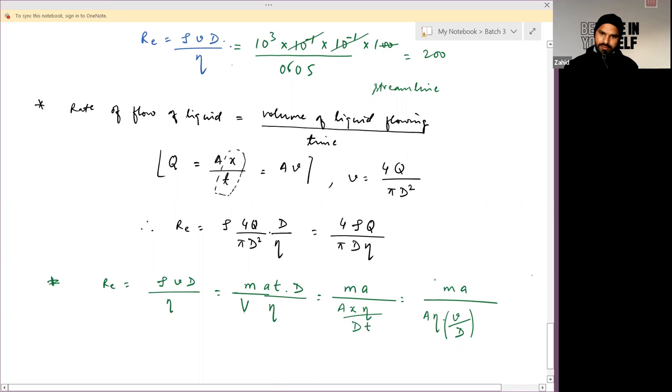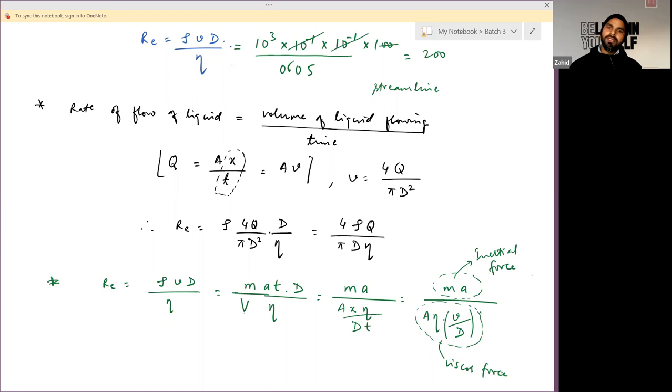So you can write this numerator as inertial force and this denominator as viscous force, which we had defined for the law of viscosity. So we can write Reynolds number is a ratio of inertial force to the viscous force.